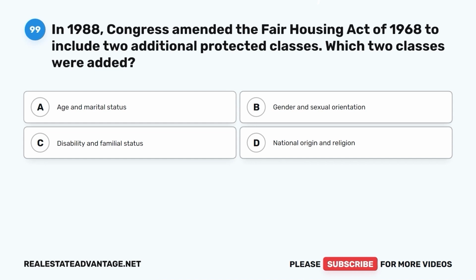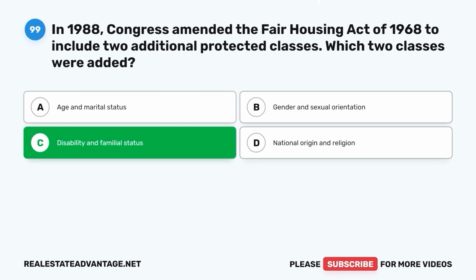Question 99. In 1988, Congress amended the Fair Housing Act of 1968 to include two additional protected classes. Which two classes were added? A. Age and marital status. B. Gender and sexual orientation. C. Disability and familial status. D. National origin and religion. The correct answer is C.